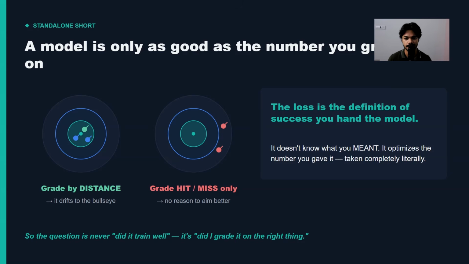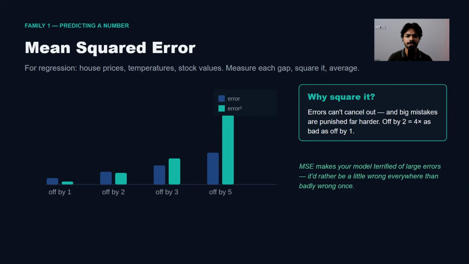Okay, so the loss function is a goal, and choosing it matters enormously. Let's look at the ones you'll actually use, because there are really just two families to understand first, and they map onto the two kinds of problems you'll face. The first family is for when you're predicting a number, a house price, a temperature, a stock value. We call these regression problems. And the classic loss here is mean squared error.